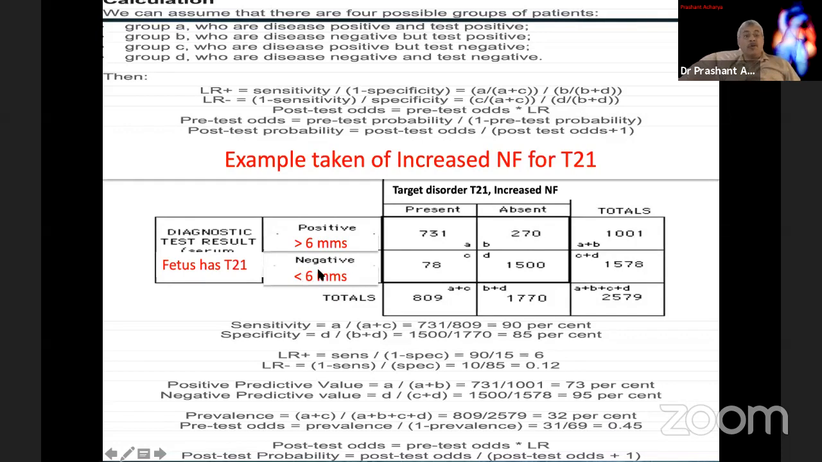The same way, although 6 millimeter the nuchal was less than 6, 78 had Down syndrome, but those who had less than 6 millimeter, 1500 patients did not have Down syndrome. So out of 2579, I know that there are 1770 fetuses who do not have Down syndrome. There are 809 fetuses who had Down syndrome out of 2579. But here, more than 6 millimeter, I had almost 1000 patients, and less than 6 millimeter, I had almost 1578.